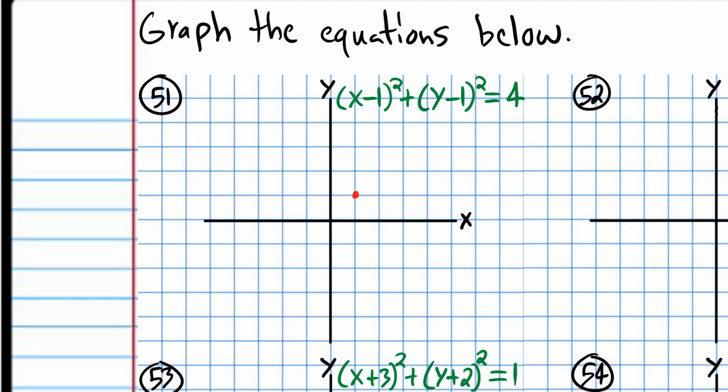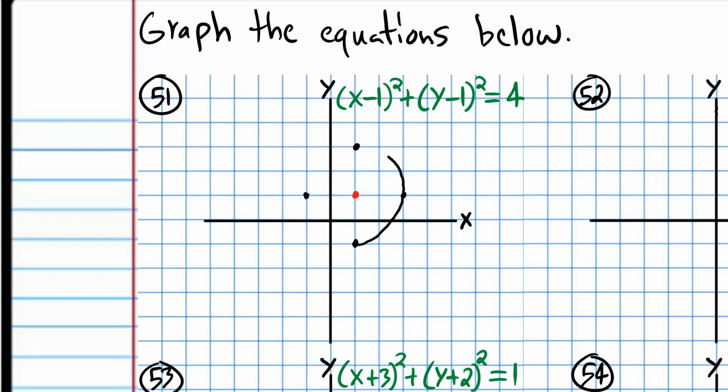So the radius is not 4. We know that r squared is equal to 4. So that means if you square root both sides, the radius is equal to 2. So what we do is we go out 1, 2, and that gives us a point on the circle. And we can go out 1, 2 in the other direction. Whoops, that was too far. Go out 1, 2 to the right, go out 1, 2 to the left. And you can see we have a circle.